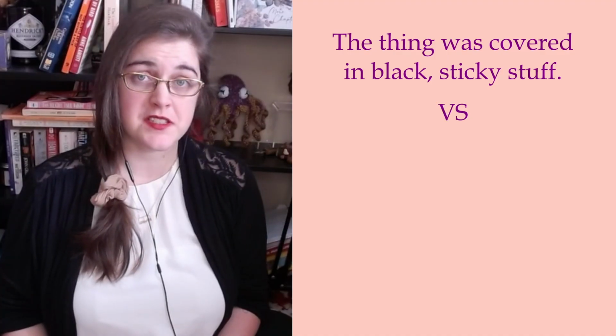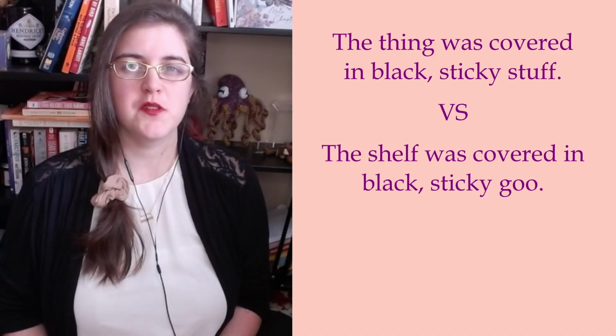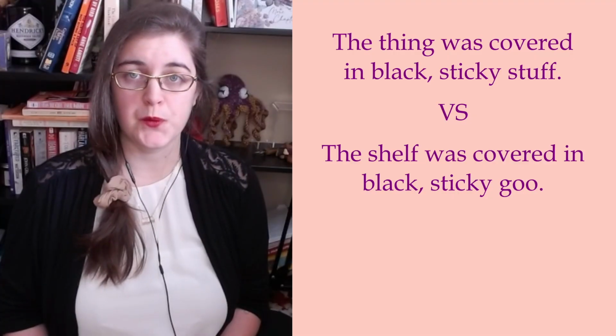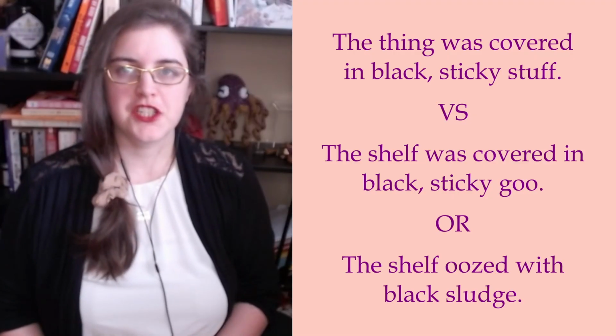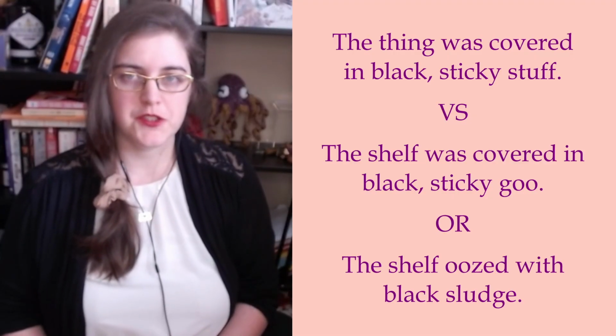Example 1. The thing was covered in black sticky stuff. Versus, the shelf was covered in black sticky goo. Or, the shelf oozed with black sludge. Of course, we're looking at this sentence in a vacuum, so it is possible that thing was obvious with the context around it, but I'd argue it's still generally better to name it, or use it instead, even though that's one of the words we're looking for.